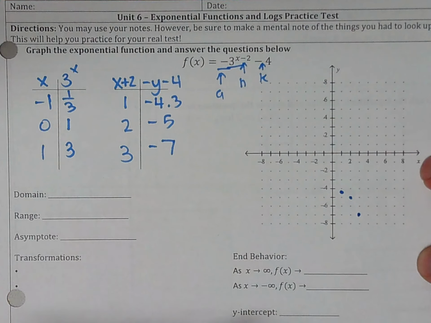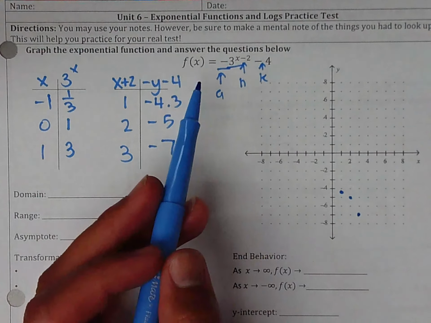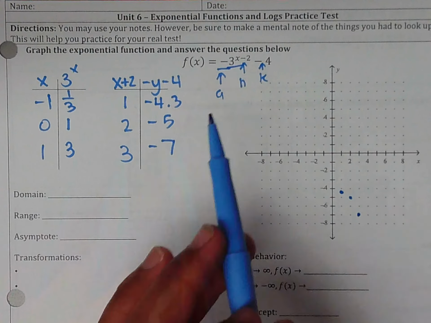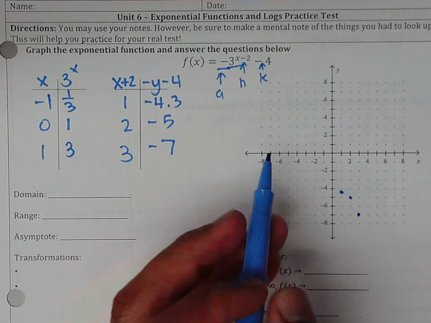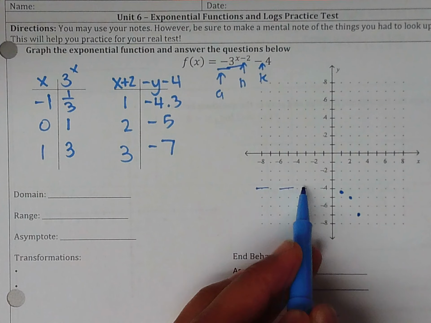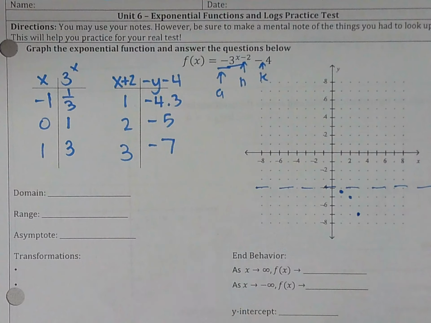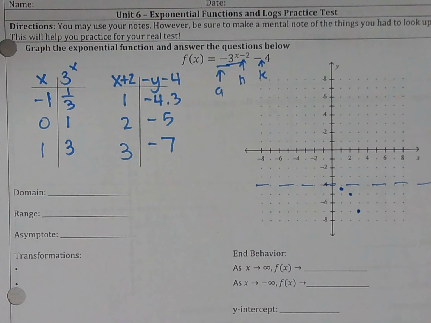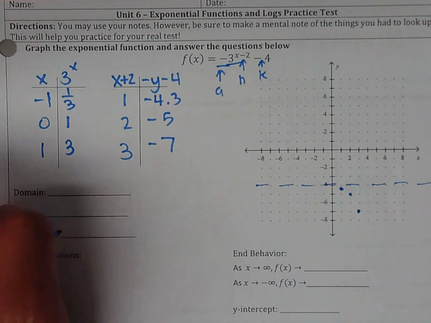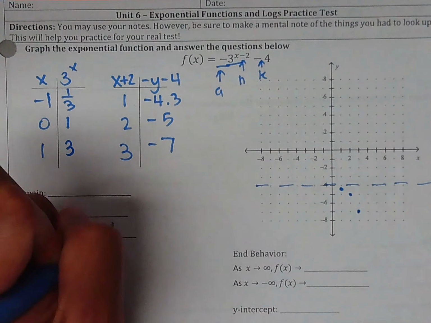And then remember our horizontal asymptote. Our asymptote is going to be our k value. So it's going to be -4. Remember, asymptotes for exponential functions are going to be horizontal. So the asymptote is y equals -4.